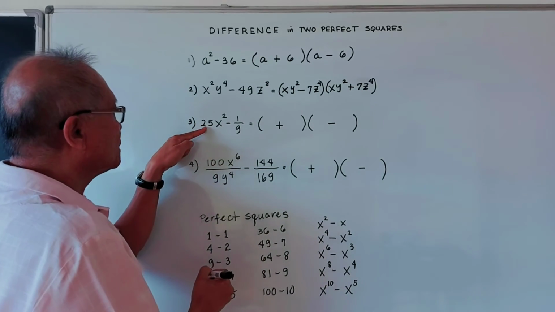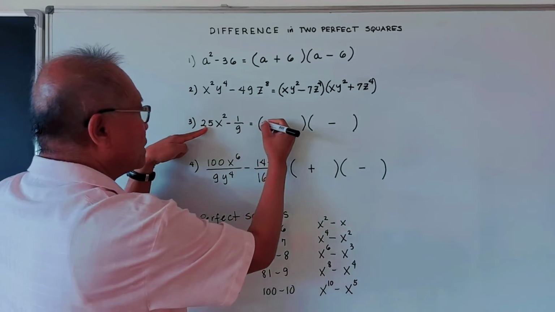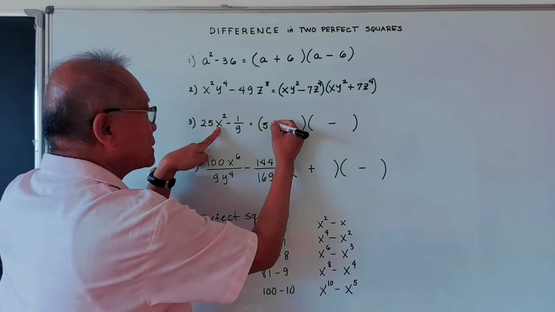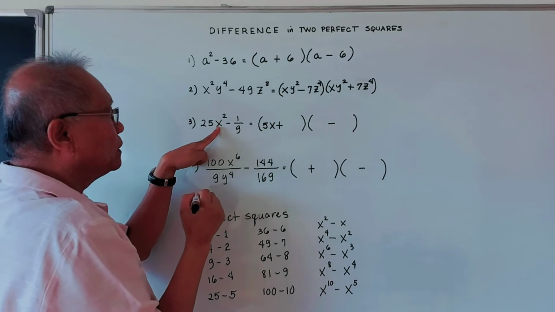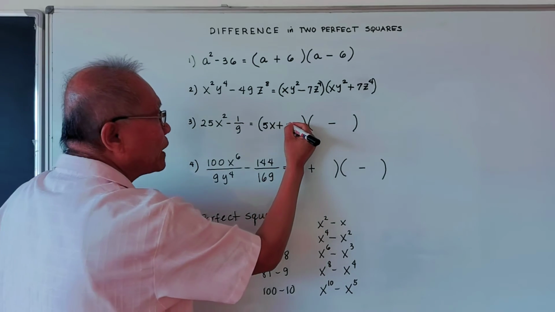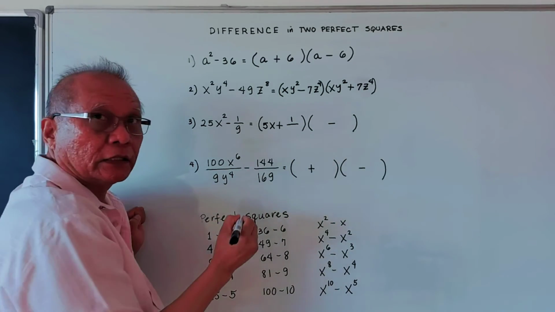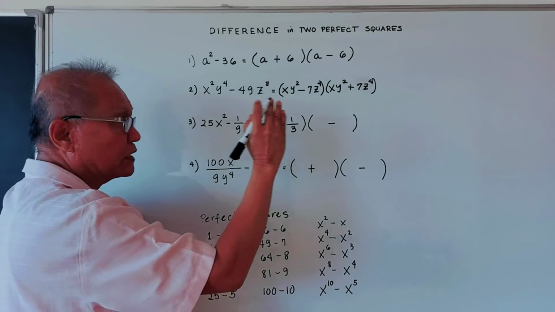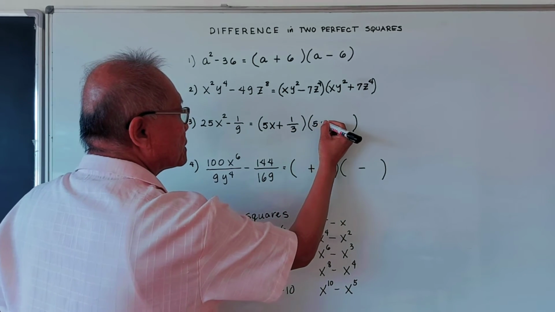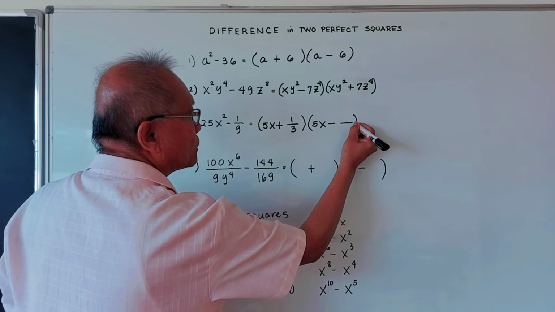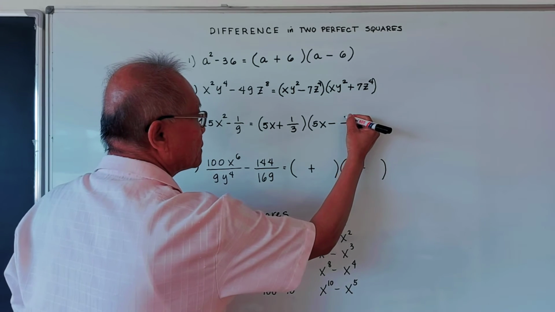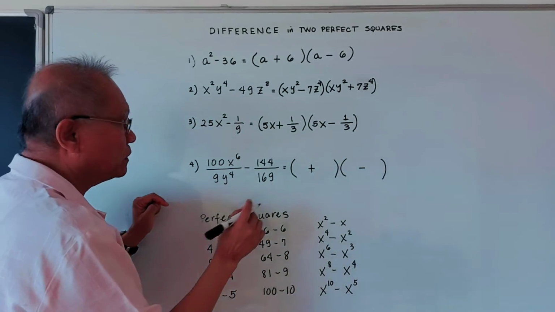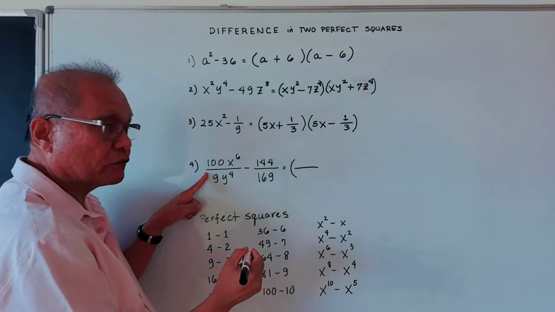Number 3, we have 25. The square root of 25 is 5 here. The square root of x squared is x here. And then the square root of 1 is 1. The square root of 9 is 3. And then we just copy. So 5x, and then put first the fractional bar, so it will be centered here. So that's number 3.